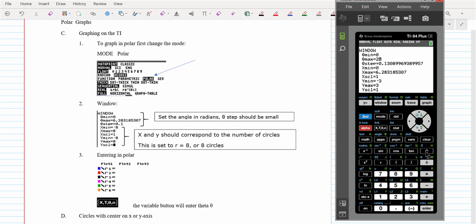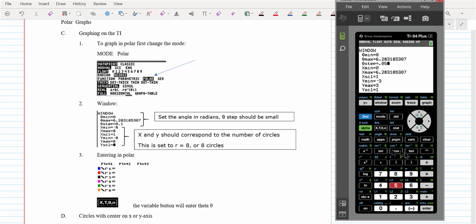You can make this anything you want to. You can make it go more than one lap around the circle, but I just go 2 pi. For theta step, I would generally use a small number, like 0.1 or even smaller, sometimes better. Let's go 0.05. That's even better. But don't go too small. If you go too small, your polar graphs will take an eternity to graph. If you make it too big, they won't look right. So 0.05 is a good standard.